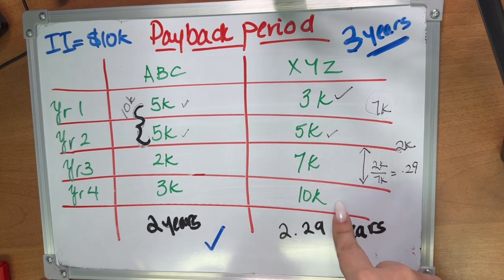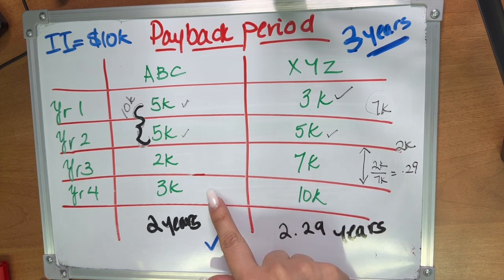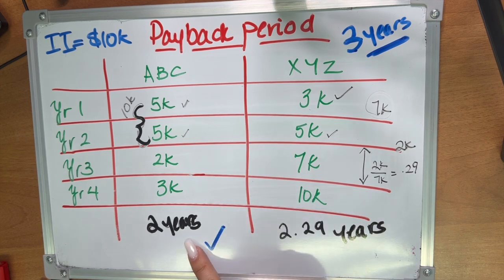If you can see, the cash flows after the payback period are more for this project than this one. Yet I'm accepting this one because I'm getting my money faster. So this is a disadvantage of the payback period, okay? So keep that in mind as well.